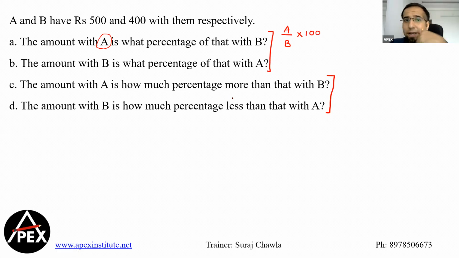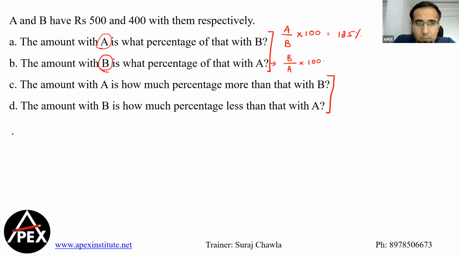Now let's look at the second one, guys. The amount with B is what percentage of that with A? So the amount with B, that means I'm interested in the amount with B, and I'm comparing B with A, multiplied by 100. This would give you 4 by 5. No, this will give you 80% as the answer.